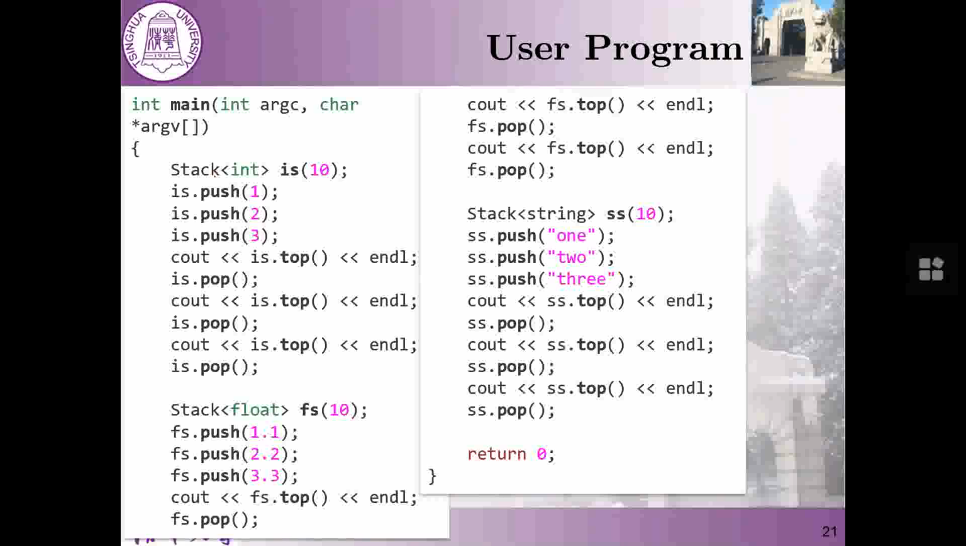This is how we use the stack. So we have to provide angle brackets with a type. Then we have an integer stack. And then using this, we have a float stack. We can also have a string stack.